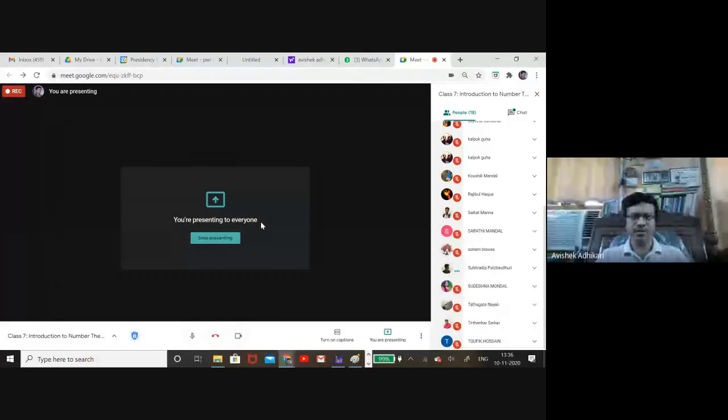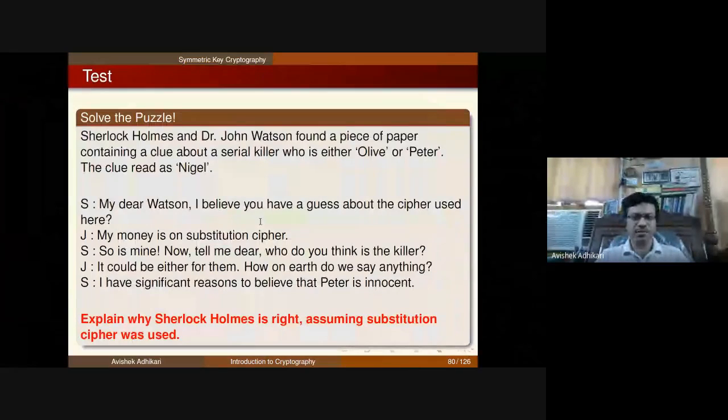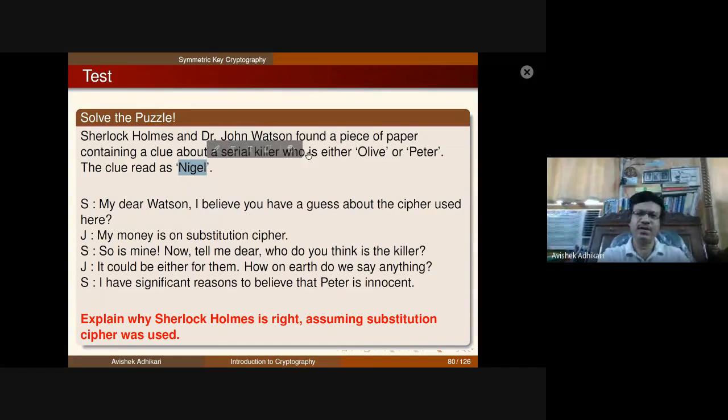Okay, so good. You understand? Do the rest of you understand the idea? So they understood that the message was written using a substitution cipher, which I just explained. Now it's Nigel. From Nigel, they have to guess whether it's Oliver or Peter. And they only know that the substitution cipher has been used. They have no clue about the key, what key was made and all.